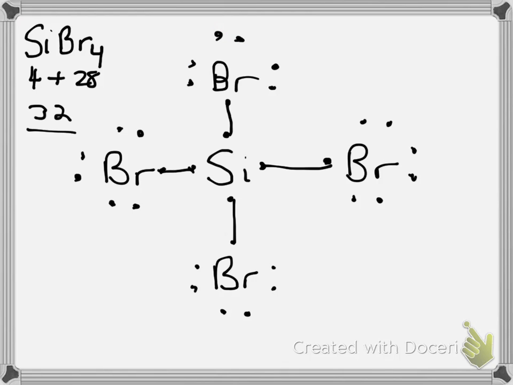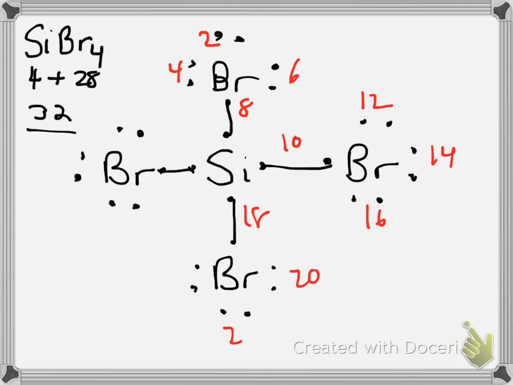Next thing I need to do is count all of them, and I need to make sure I have 32. So I'm going to start up here at the top. 2, 4, 6, 8, 10, 12, 14, 16, 18, 20, 22, 24, 26, 28, 30, 32. So I'm good. Once everything has what it needs and the total number's correct, you're good to go.